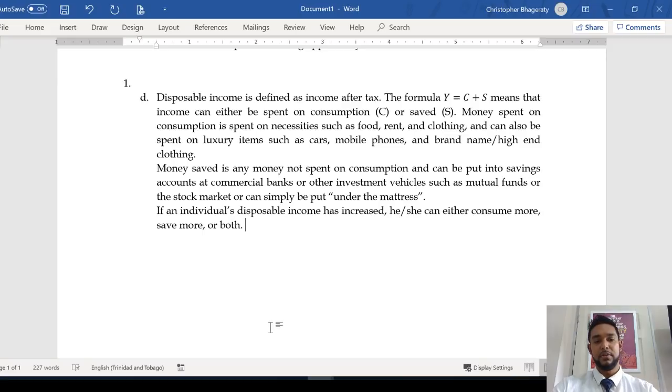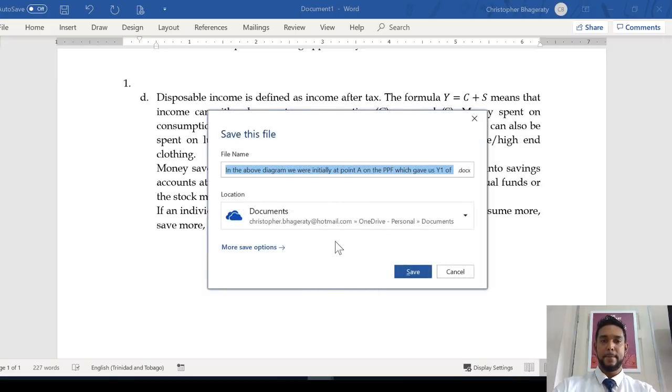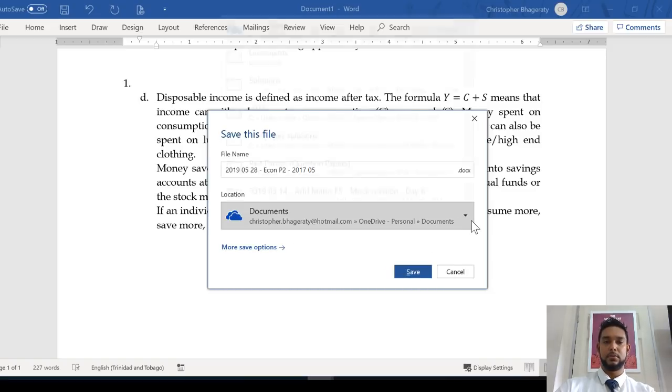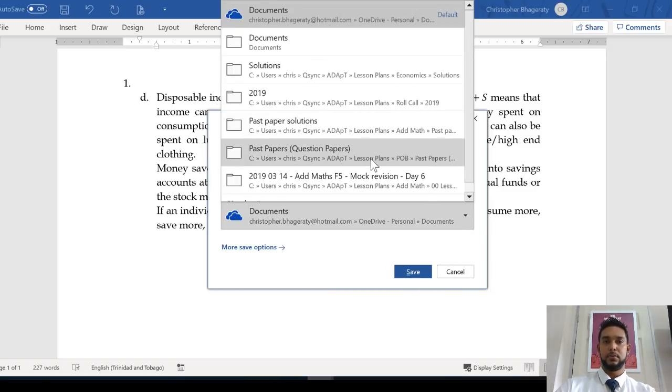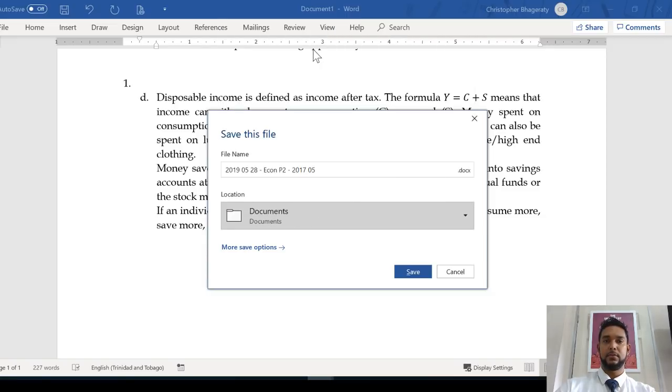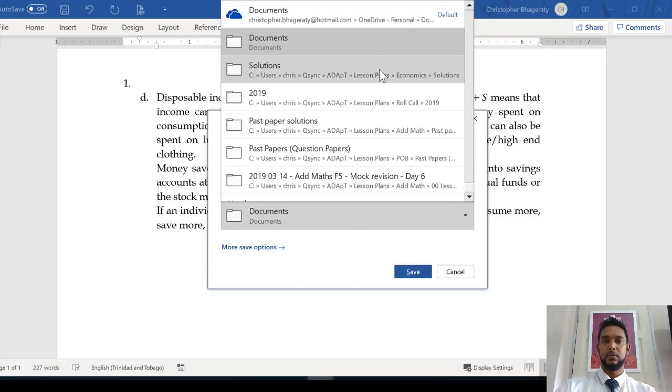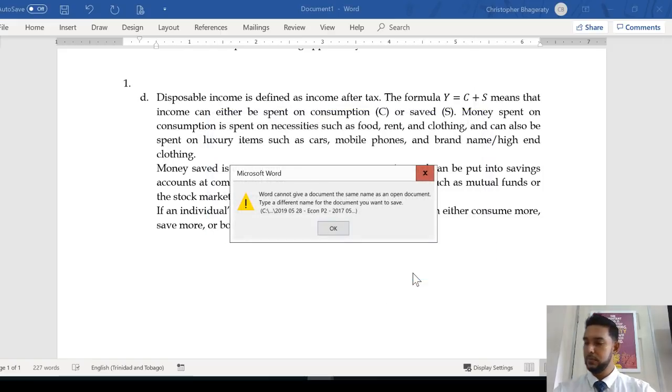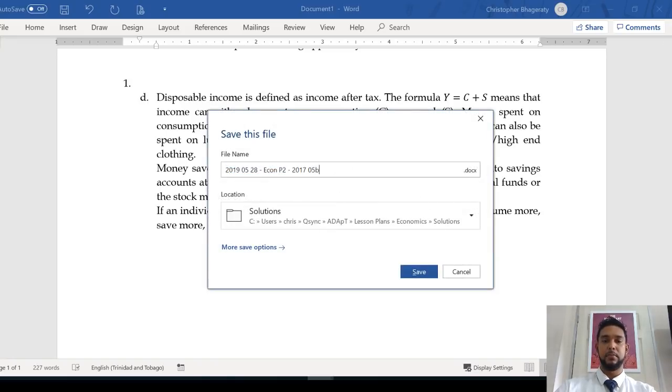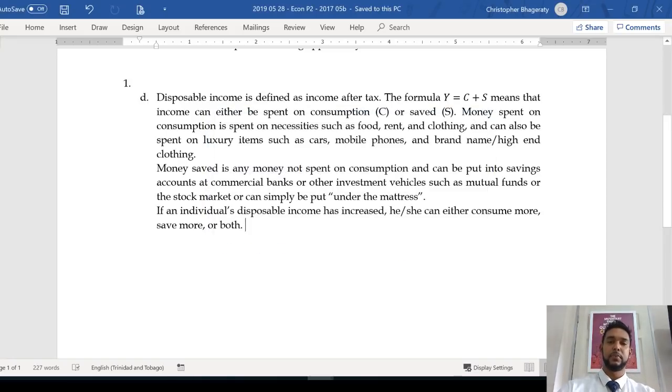So I think we've, let me just save this document as well. File name: 2019-05-28, Econ 2017, paper 2, 2017-05. More save options. Let's go here. Yeah, solutions. Cool. All right. Sorry, right. B. How about that? That works for me.